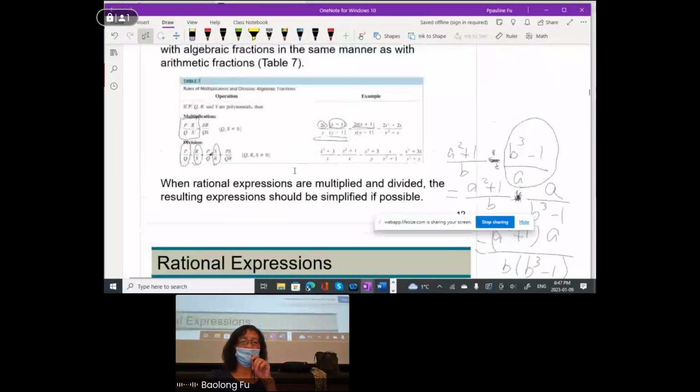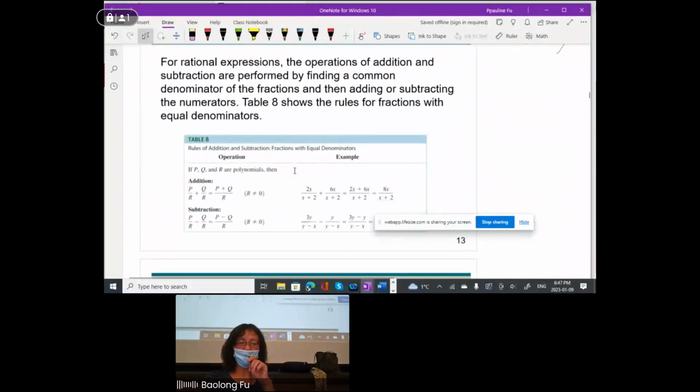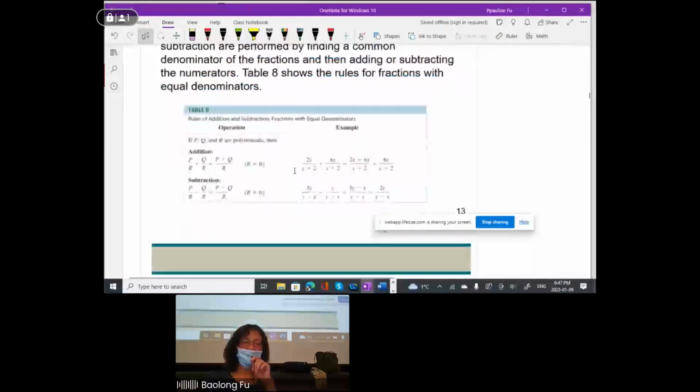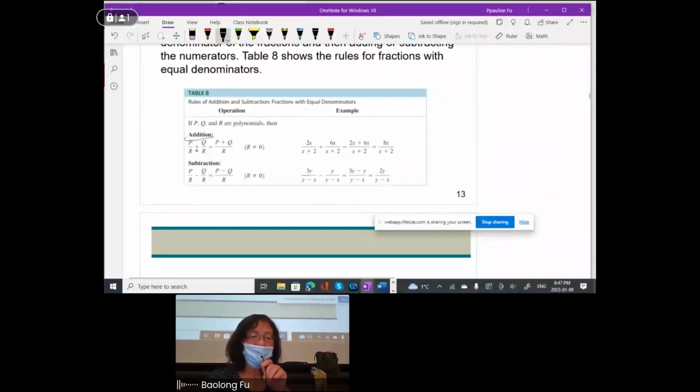Okay, so those are the rational expressions for multiplication, division, and for addition. If you have the same denominator, you keep the denominator, just add the numerator part. And this is an example. So just keep x plus 2, add the top part. Again, if you have subtraction, you keep the bottom part, just do subtraction for the top, 3y minus y. This is just review, okay, from your high school, maybe grade 7, grade 8. Any questions?